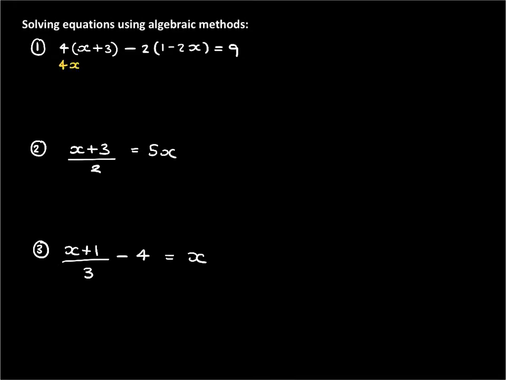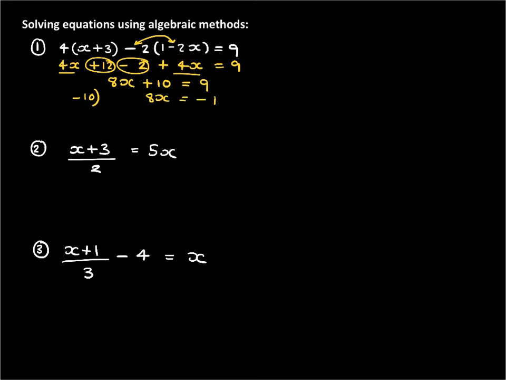So we have 4x plus 12 minus 2 plus 4x, careful with the minus 2 multiplied by the minus 2x there, which equals 9. Let's collect our like terms. So we have 8x and then we have plus 10 equals 9. Then we're going to subtract 10 from both sides. So 8x is equal to negative 1. And then divide by 8, so x is equal to negative 1/8. And we're done.